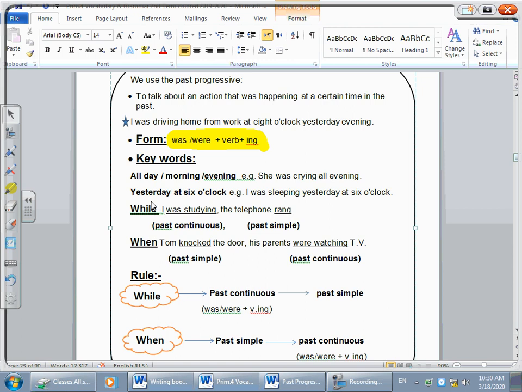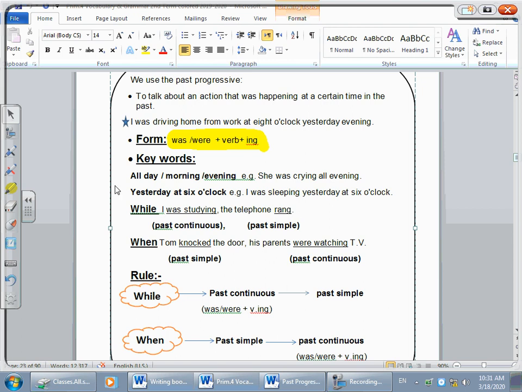Okay, we have another example here. Yesterday at 6 o'clock, I was sleeping. Yesterday at 6 o'clock, I was sleeping. So here we have a specific time. When we say at 6 o'clock, at 10 o'clock, at 9 o'clock yesterday, this means that we are very specific to mention when exactly the verb happened in the past. That's why we use the past progressive tense.